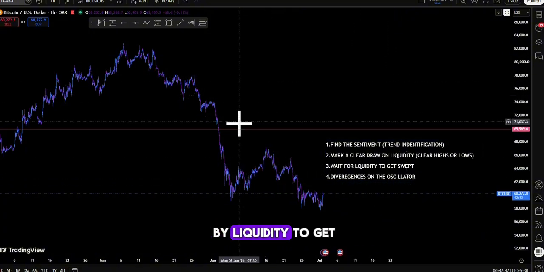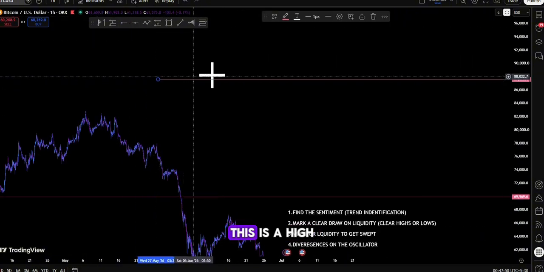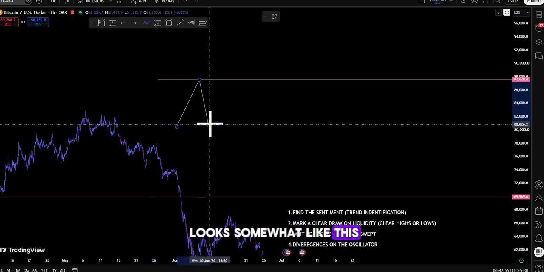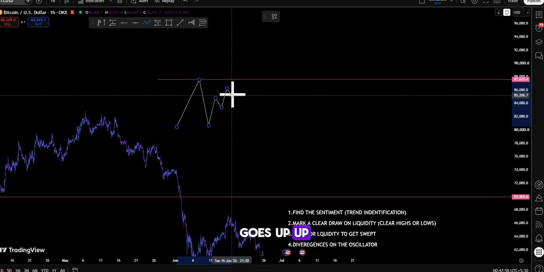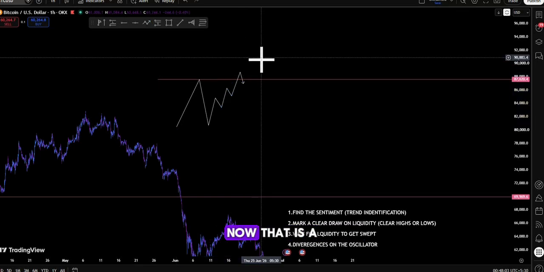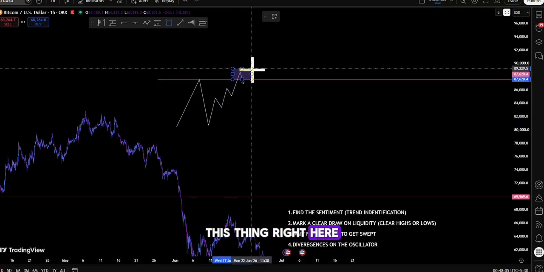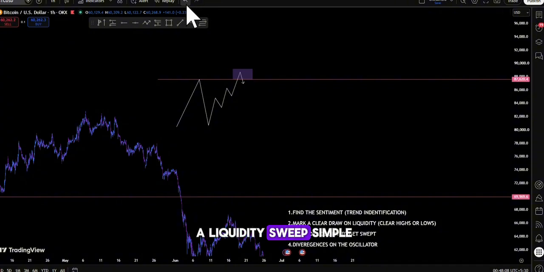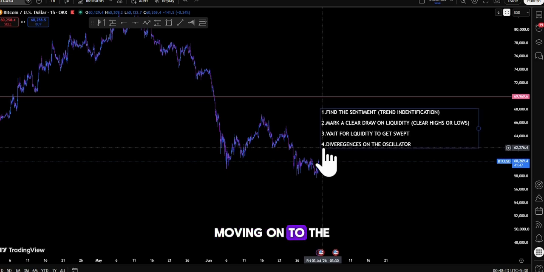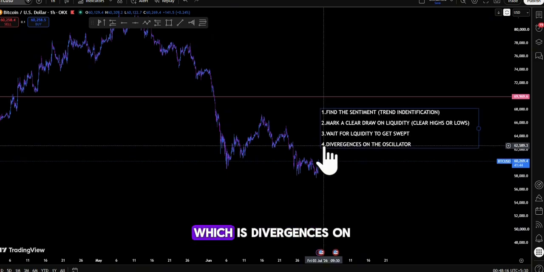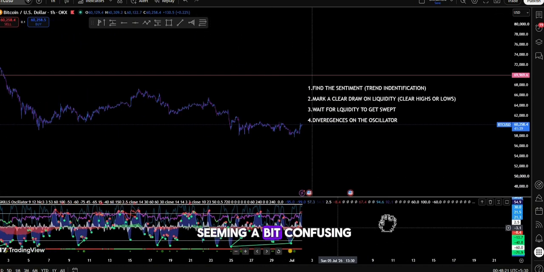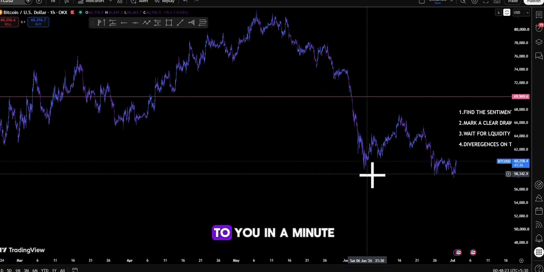Now what I mean by liquidity to get swept is that, for example, this is a high that I've just drawn in front of you, and the price action looks somewhat like this. If the price goes up, up, up, and then takes that level out and then comes back lower, that is a liquidity sweep. This price action right here is a liquidity sweep. Simple as that. So now, without wasting any time, moving on to the fourth and final trigger step, which is divergences on the oscillator. It might seem a bit confusing right now, but I'll show it to you in a minute.